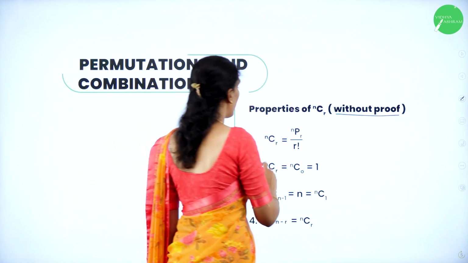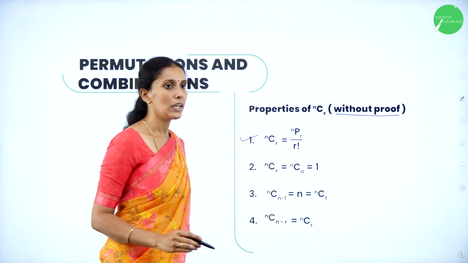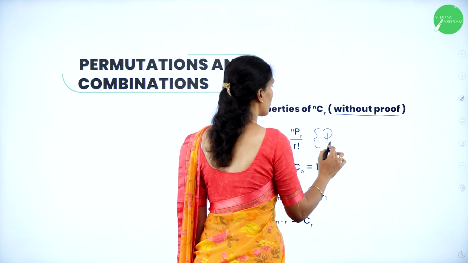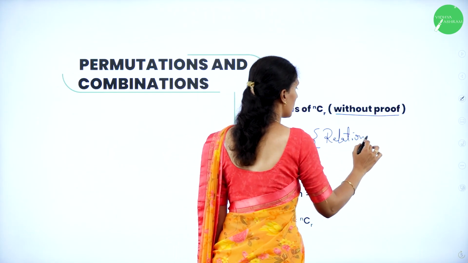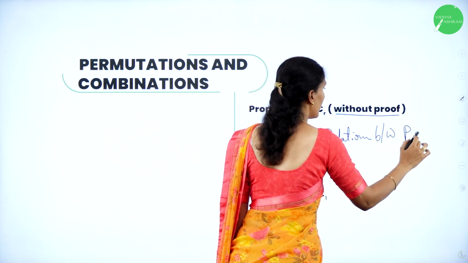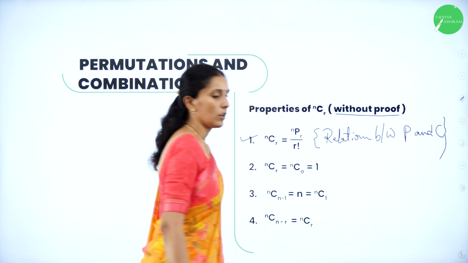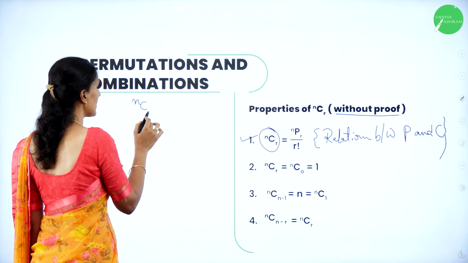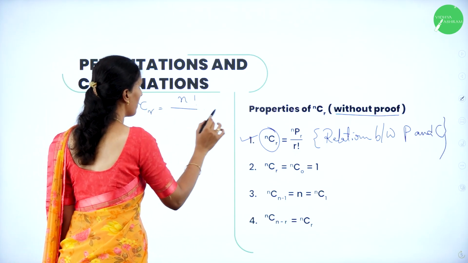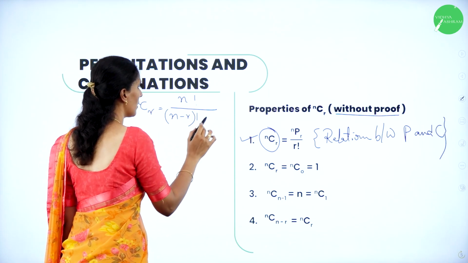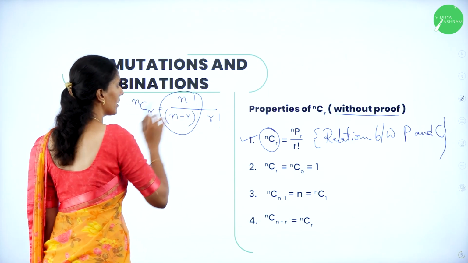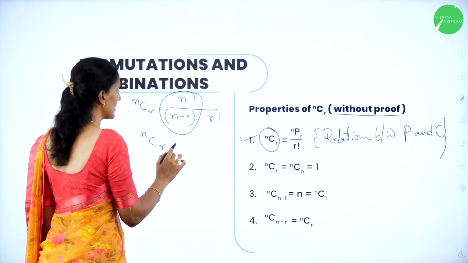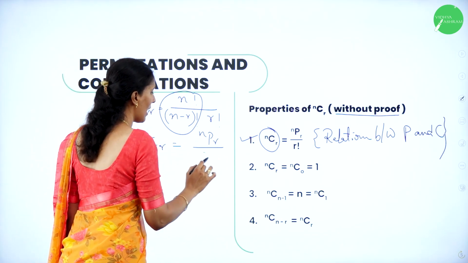The very first property here is NCR is equal to NPR divided by R factorial. So this is the relation between permutation and combination. Let me check how it comes. What is my formula for NCR? NCR is equal to n factorial by (n minus r) factorial by r factorial. What is this actually? This is my formula for permutation. Just replace it. So NCR is equal to NPR by r factorial.